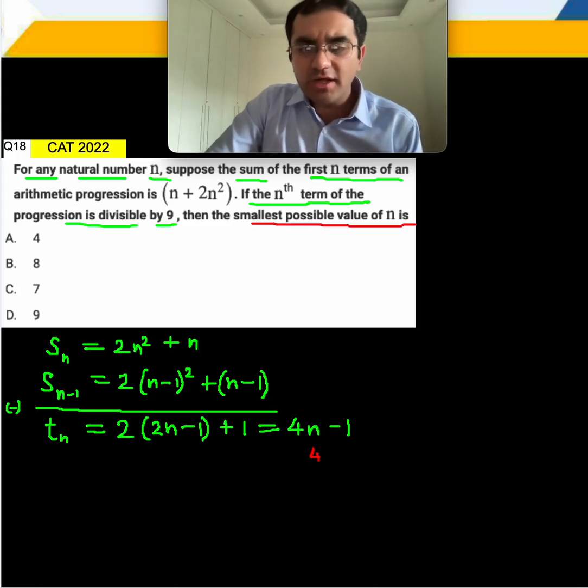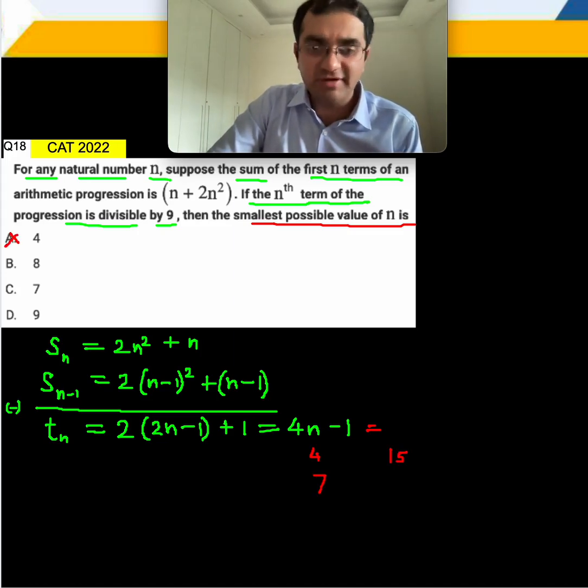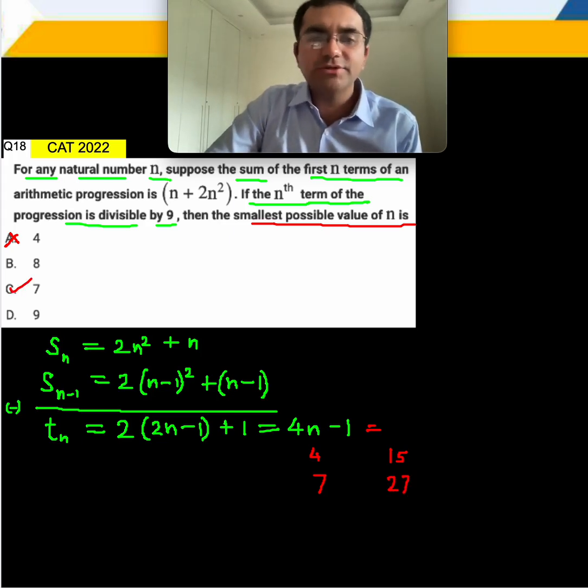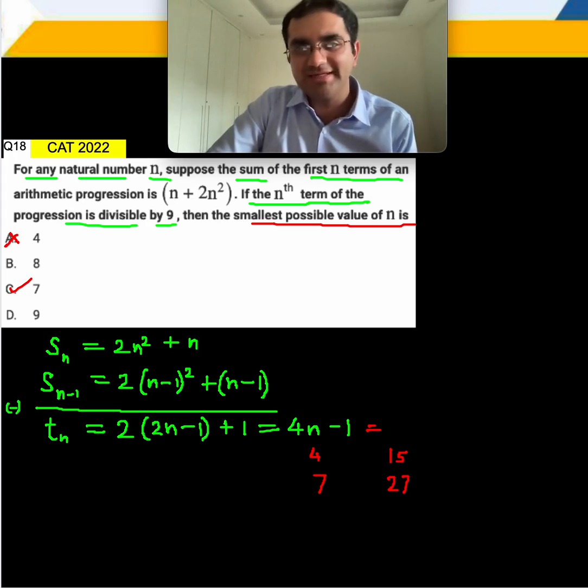Option से 4 डाला, 4 4 से 16 minus 1 is 15, not divisible by 9. अगला 7 डाला, 7 is the second smallest. 7 4 से 28 minus 1, 27 is divisible by 9. So the answer is C part for question number 18.